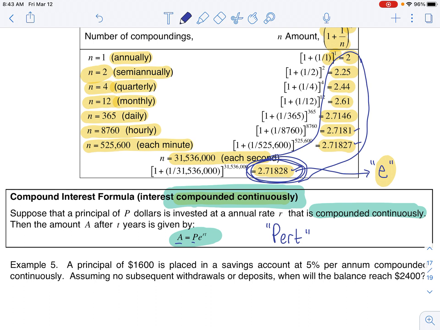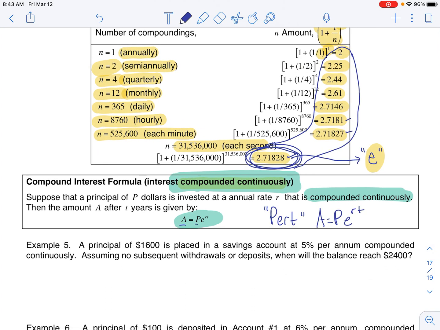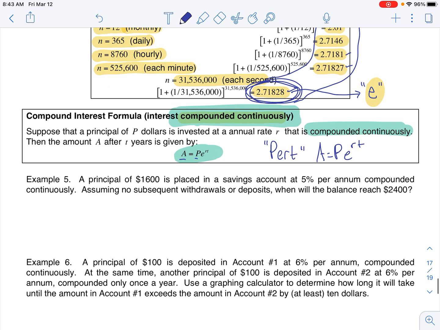But I always think of PERT Plus when I think of the PERT formula for compounded interest, because it's P times E to the RT, right? That's our formula. So it kind of says PERT in here. So if that helps you remember it, just think shampoo and conditioner all in one.